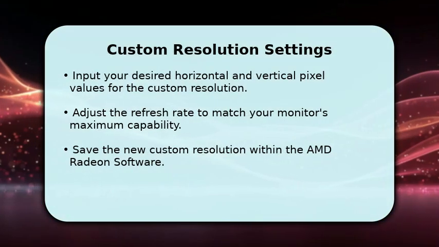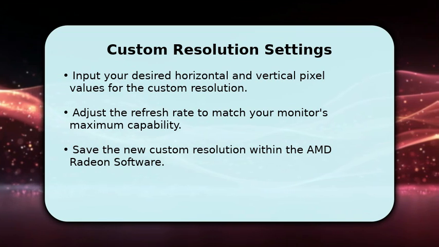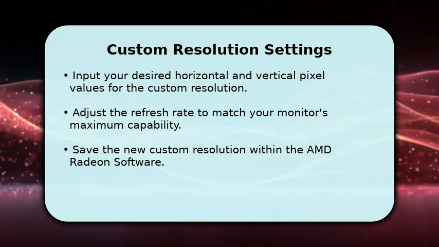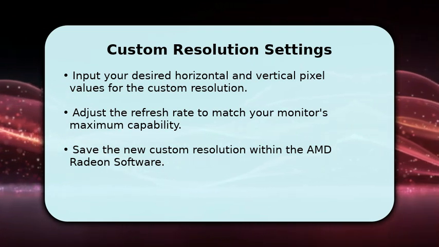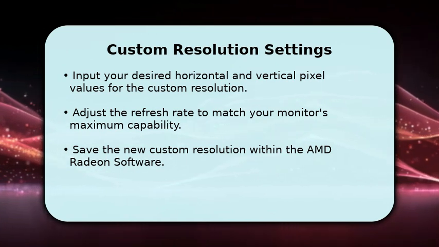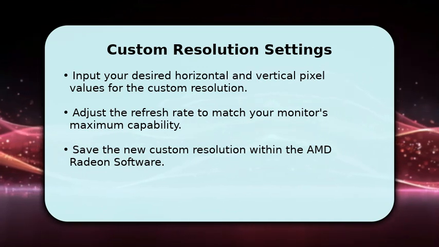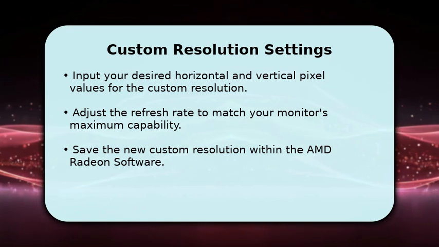Now, let's configure the custom resolution. Enter your preferred horizontal and vertical pixel values, for example, 1720 by 1080. Ensure the refresh rate is set to your monitor's highest supported value, like 144 Hz. After inputting these details, save the new resolution. This custom setting will be the foundation for your stretched Rust gameplay, enhancing your field of view.